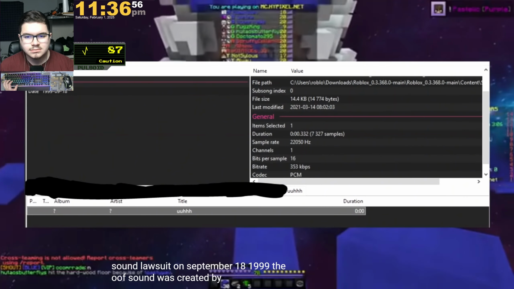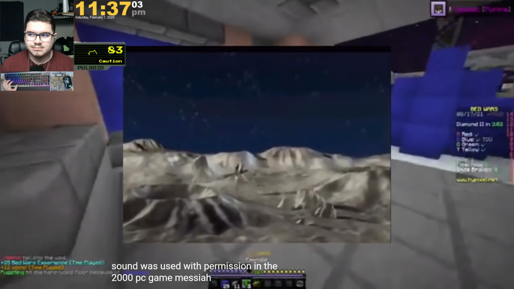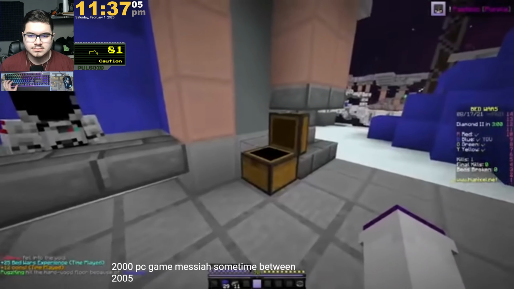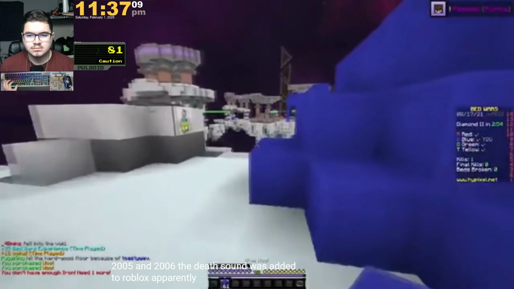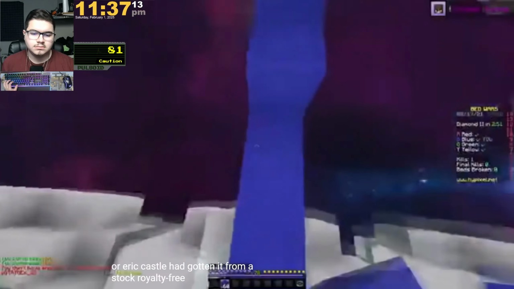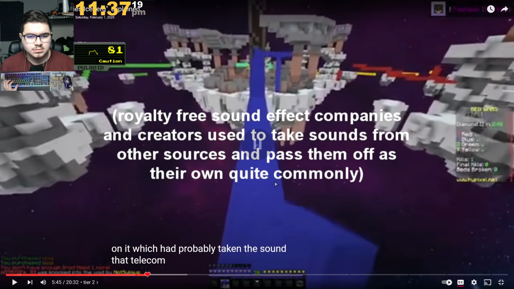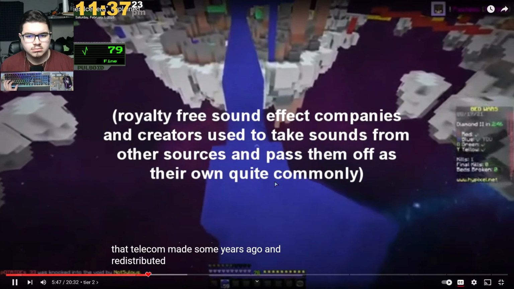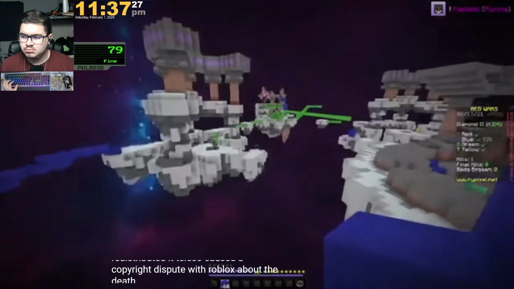The oof sound by Tommy Tallarico. Yeah, I'm hoping I pronounced that right. The sound was used for missions in the 2000 PC game Messiah. Sometime between 2005 and 2006, the death sound was added to Roblox. Apparently, either David Baszucki or Eric Castle had gotten it from a stock royalty-free CD with sound effects on it, which had probably taken the sound that Tallarico made some years ago and redistributed it. Tallarico caused a copyright dispute with Roblox about the death sound.